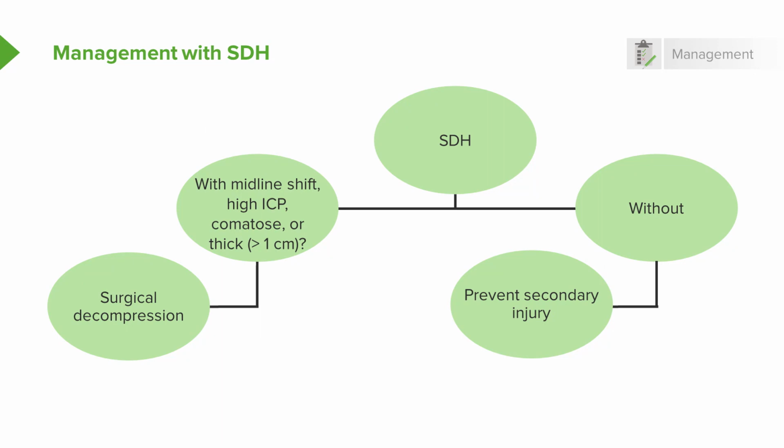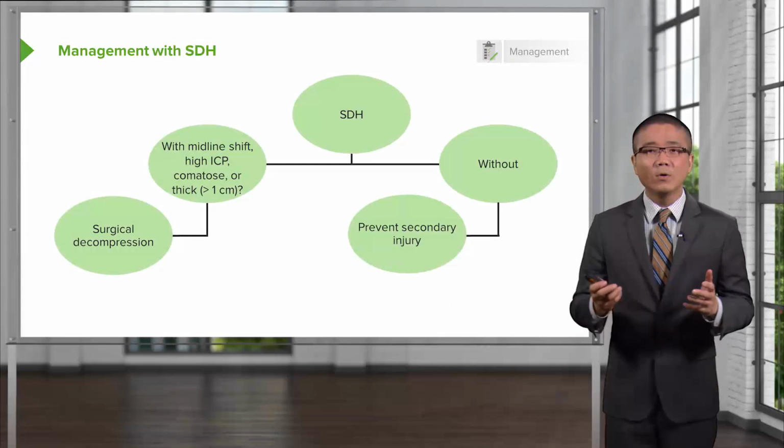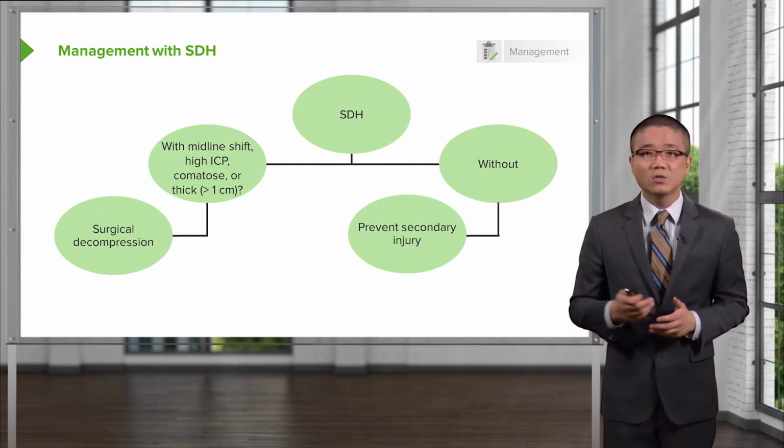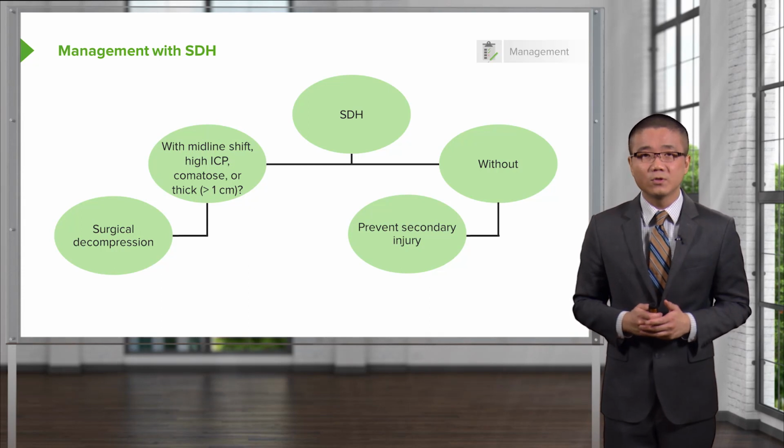Of course, if the patient doesn't have any of these significant findings, then our job as trauma surgeons is to prevent secondary injury. What does it mean to prevent secondary injury? With any trauma, just like when you bang your knee, some swelling is bound to happen. We want to decrease swelling and also prevent ischemia, or low perfusion of your brain.